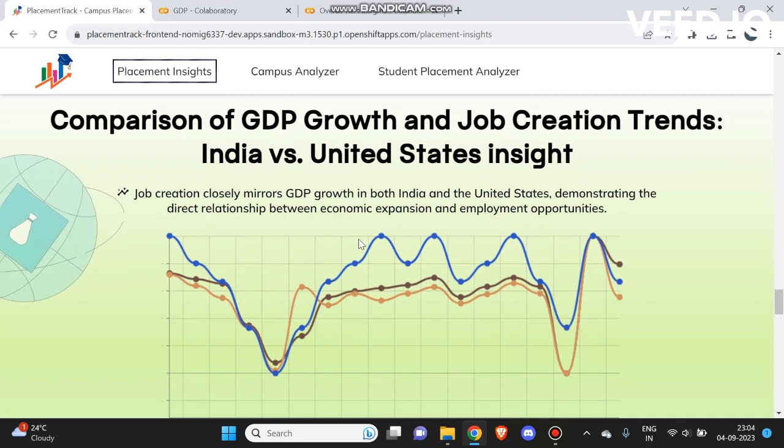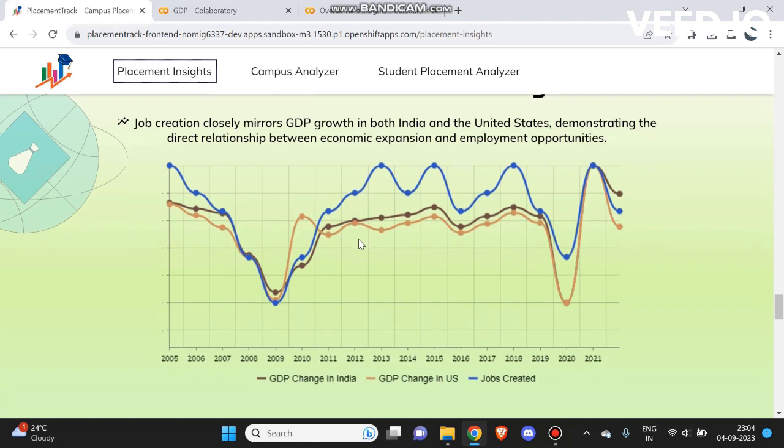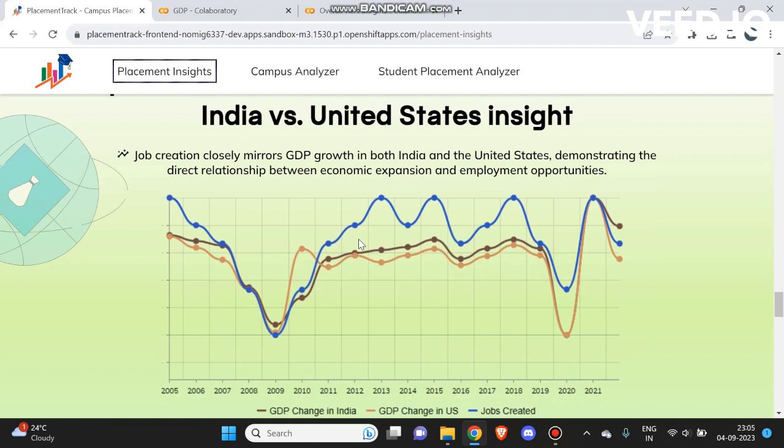And then there are even some economic factors which really decide the placement status of the students, and even the number of jobs created in that country. So in this graph, we have taken the GDP change of India and the US and the number of jobs created in each year, that is from 2005 to 2022.